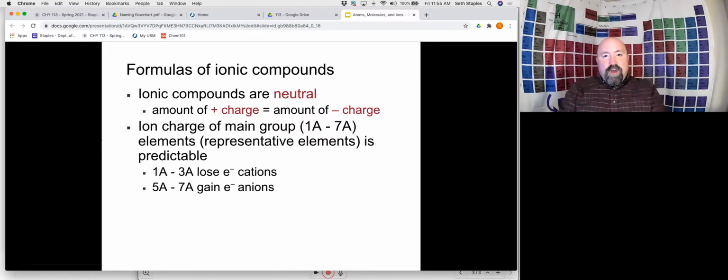And so now let's talk about how we come up with a chemical formula of an ionic compound. So we showed earlier what chemical formulas are. They show us the atoms and the ratios that atoms are in within a chemical compound. And so now we're going to look at how we actually come up with those formulas.